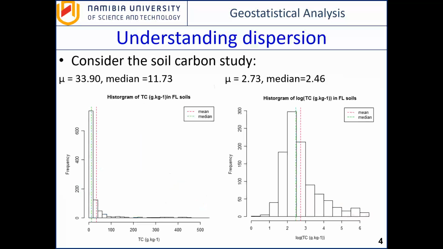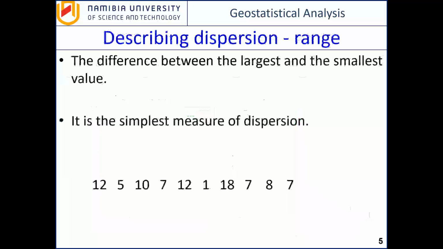Or if we are talking about other studies, like environmental studies, like soil carbon, we need to complete the measure of central tendency with dispersion to basically describe the population better. Which are the different measurements we are going to cover? At least four: the range, the quartiles, the variance, and the standard deviation.